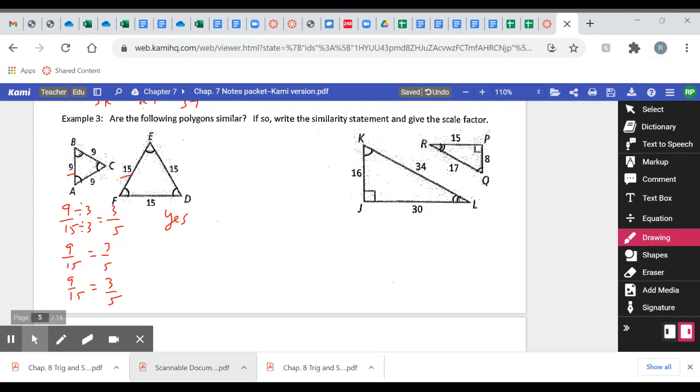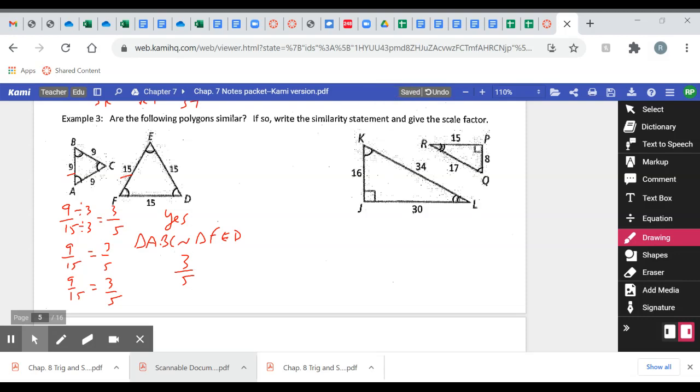Next, it says, if so, write a similarity statement. So I can say triangle ABC is similar technically because they're both equilateral triangles and all the sides and angles are congruent and corresponding sides are proportional. And technically it doesn't matter what order I put these letters in. So I'm just going to say triangle FED. All right, from there, I can say what the scale factor is. And basically I already found the scale factor. I already said it was 3/5. I don't need to rethink that.